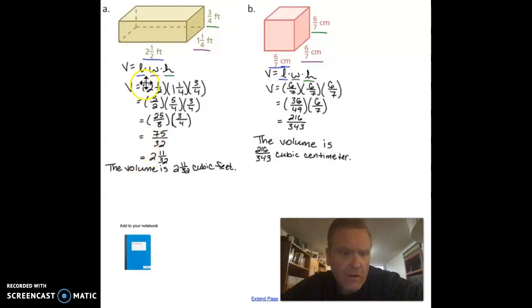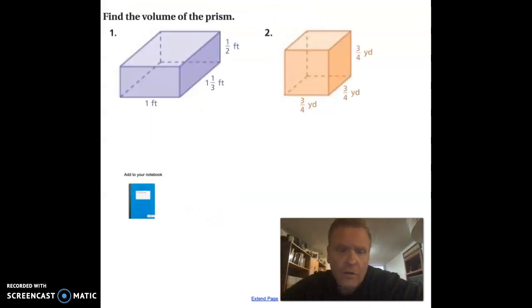Okay, so here are your answers. Here's what the work should have looked like. You're multiplying out those 3 dimensions in each problem. This one again gives you an improper fraction, 75 over 32, which is 2 and 11/32, and that's in cubic feet. And here, this one does not give you an improper fraction. It's 216 over 343 cubic centimeters. Okay, cubic centimeters. Here's another 2 for you to practice with, and I've got answers on the next page. Do this work in your math notebook.